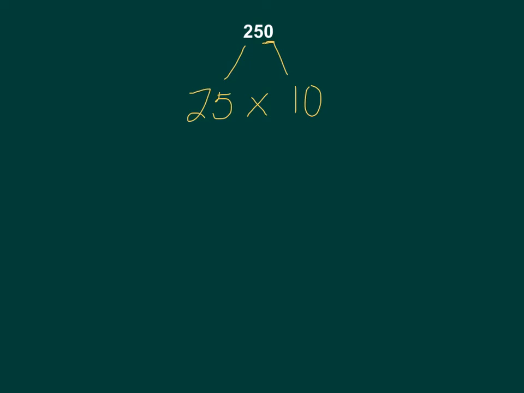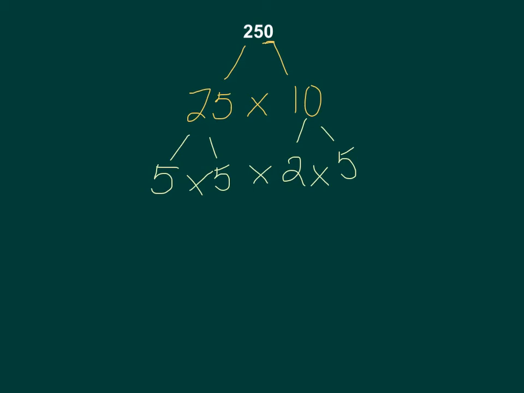Now looking at 25 and 10, I know that neither one of those are prime numbers. They're both composite numbers because I can divide them further. I can divide 10 by 5 or 2, and I can divide 25 by 5 as well. So I'm going to do that. I'm going to divide 25 and say that 25 is the same as 5 multiplied by 5, and that 10 is the same as 2 multiplied by 5.